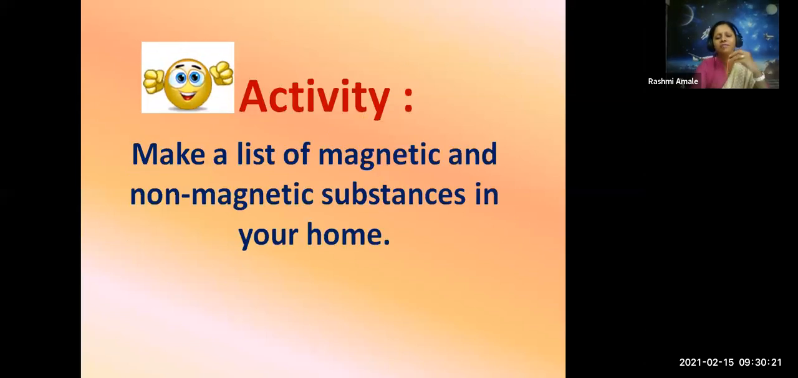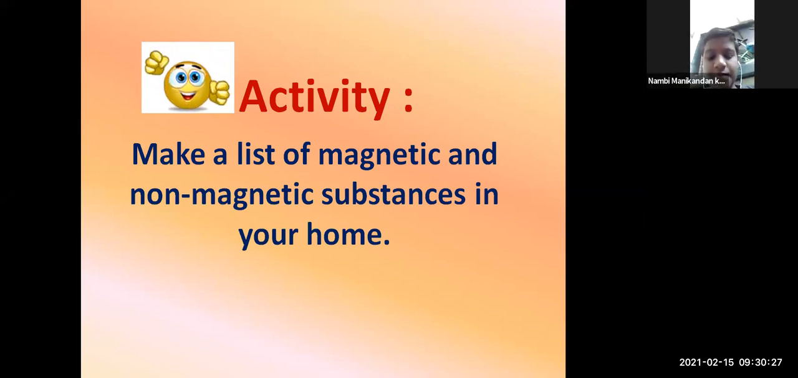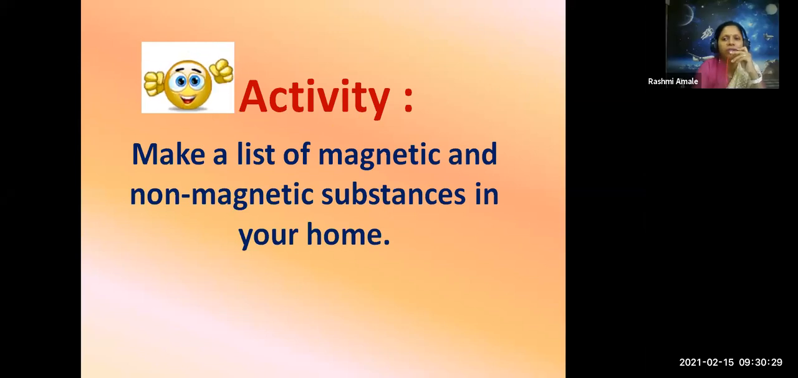So here is the activity for you. Now mute yourself, all children. Mute yourself, everybody. Very good. So here is an activity for you. Make a list of magnetic and non-magnetic substances in your home. Okay, so you all are going to do this activity.